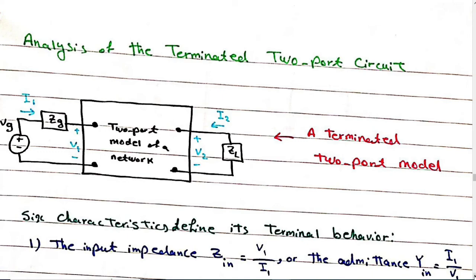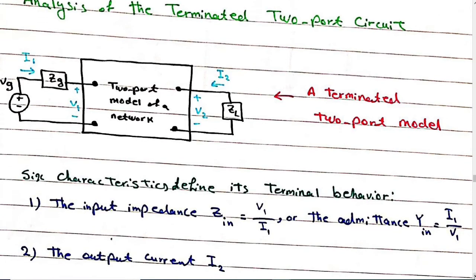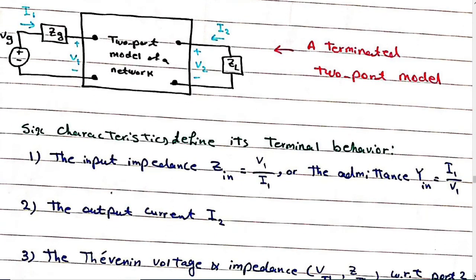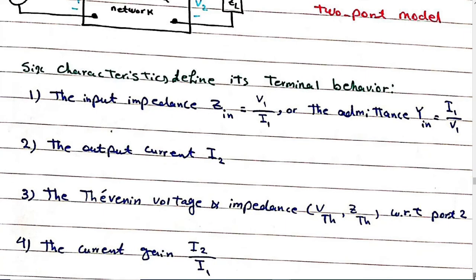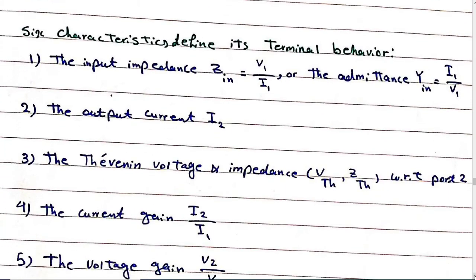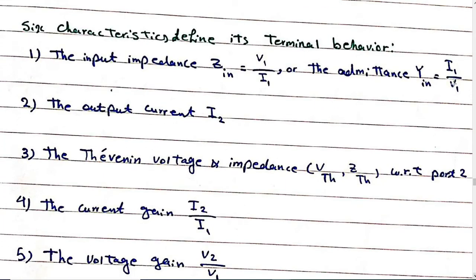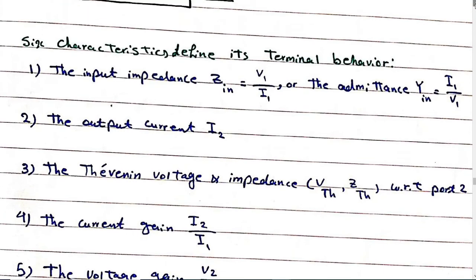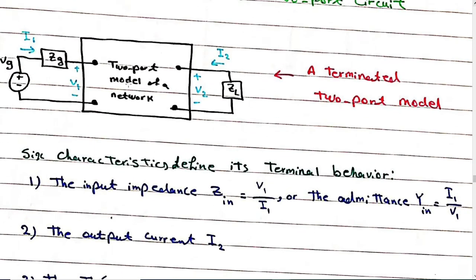Sometimes when you analyze a two-port circuit, the circuits are terminated. And when they are terminated, there will be 6 characteristics which define its terminal behavior. The first one is the input impedance, which is V1 divided by I1. So this is the two-port network circuit.